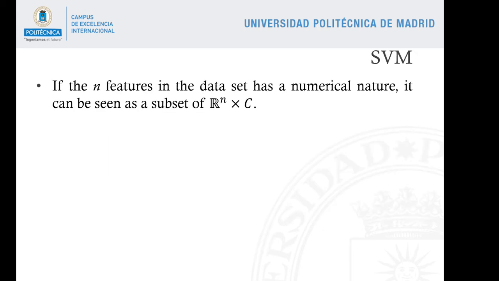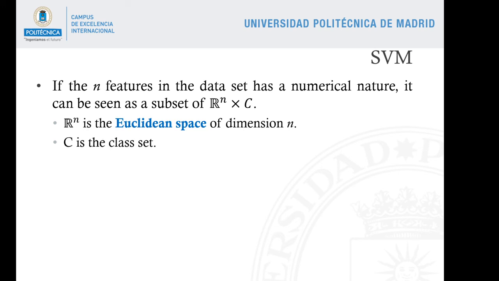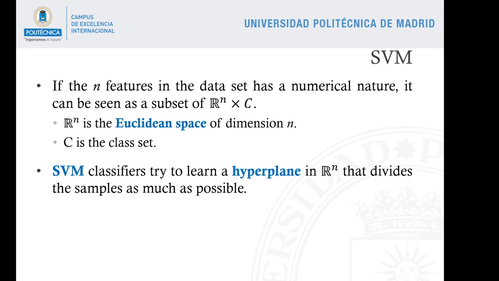Okay, SVM. In SVM, we have to treat the dataset as a numerical structure, as a subset of R^n times C, like a subset of a Euclidean space of dimension n and the class. SVMs, which means support vector machines.